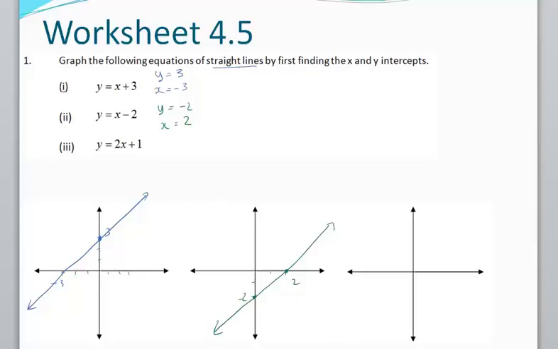For number 3, to find our y-intercept, when x is 0, y is 1. And when y is 0, 2x is equal to minus 1, so x is minus a half here. So we draw this one in, our y is 1, and here's minus 1, and here's minus a half. So we've got minus a half and 1, and we draw our line in.